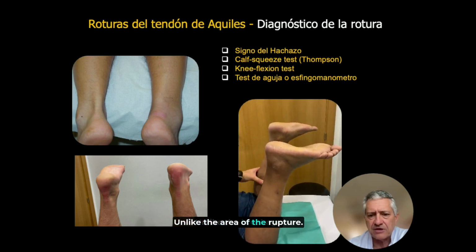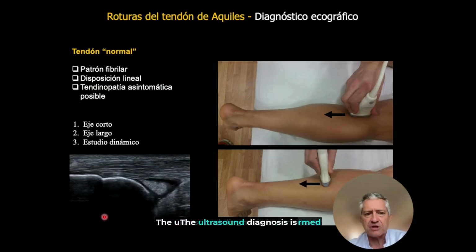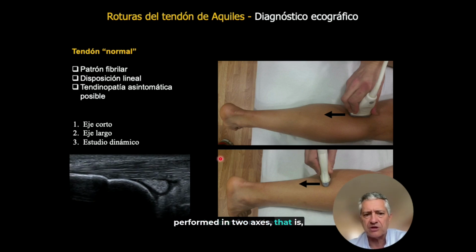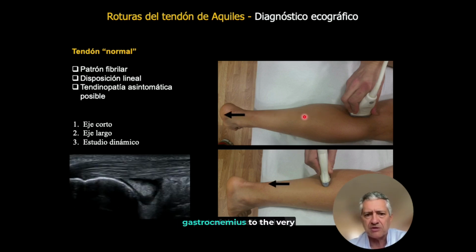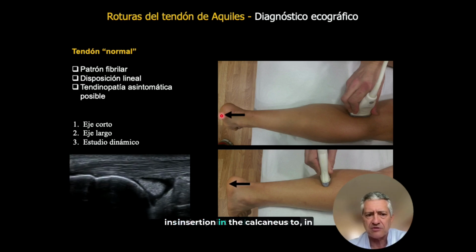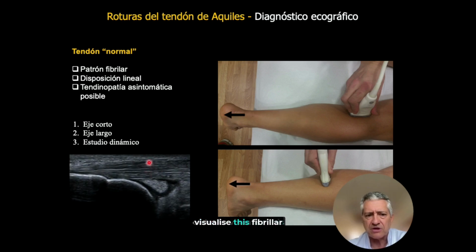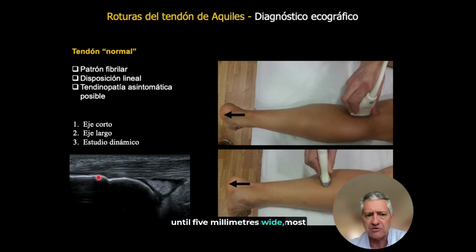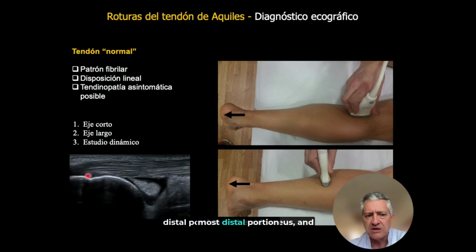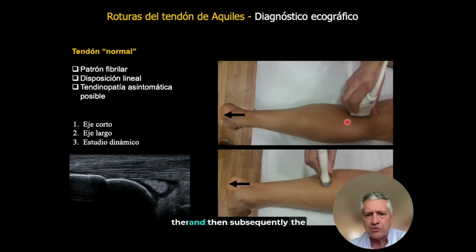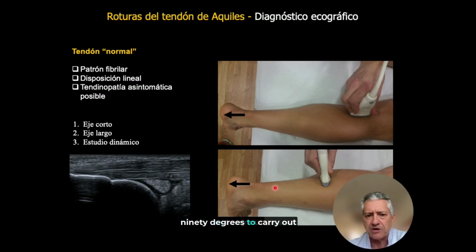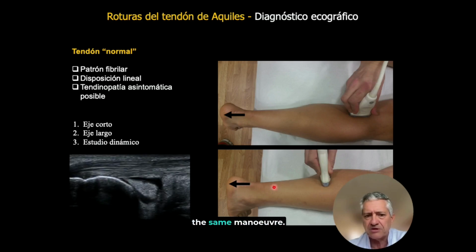Regarding the area of the rupture, the ultrasound diagnosis is performed in two axes. That is, we have to make a journey from the most proximal part, from the distal part of the gastrocnemius to the very insertion in the calcaneus, to visualize this fibrillar structure about 4 or 5 millimeters wide to its very insertion in the most distal portion of the calcaneus, and then subsequently perform the same exploration at 90 degrees to carry out the same maneuver.